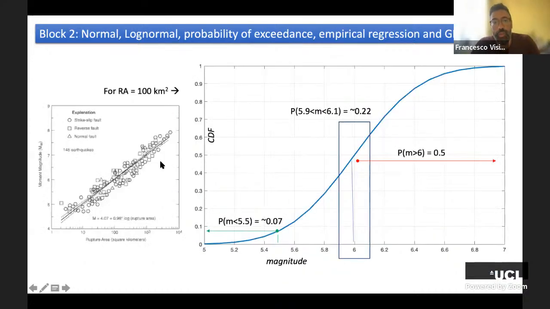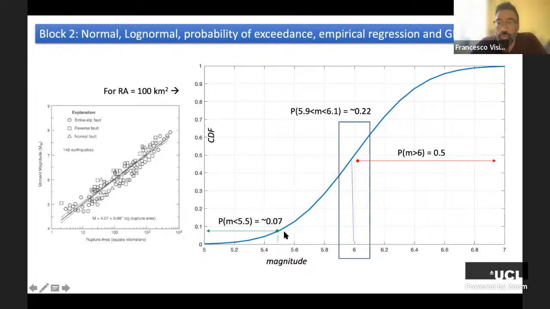So what happens is, if there is a rupture area of 100 square kilometers, we have a 50% probability that the magnitude is below or above 6. So the red line indicates that there is a 50% probability that the magnitude will exceed the value of 6. If we look at what happens around the magnitude 6 we obtained from our empirical regression, we can see that between 5.9 and 6.1, there is a 22% probability.